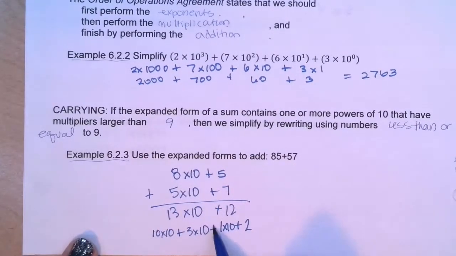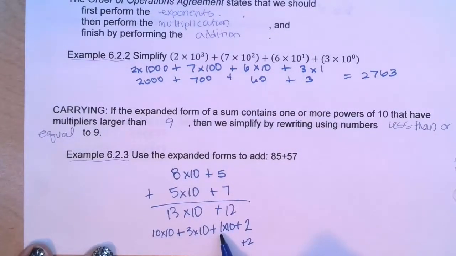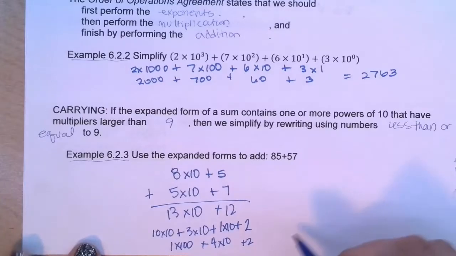Notice here we end up grouping them. The 2 is still on its own. 1 and 3 are both multiplied by 10, so we really have 4 times 10. And then here we still have 10 times 10, or 1 times 100, which would be the same thing. So our answer is 142.